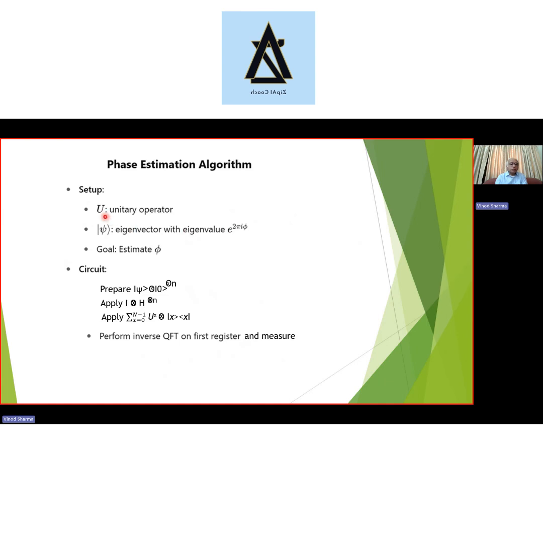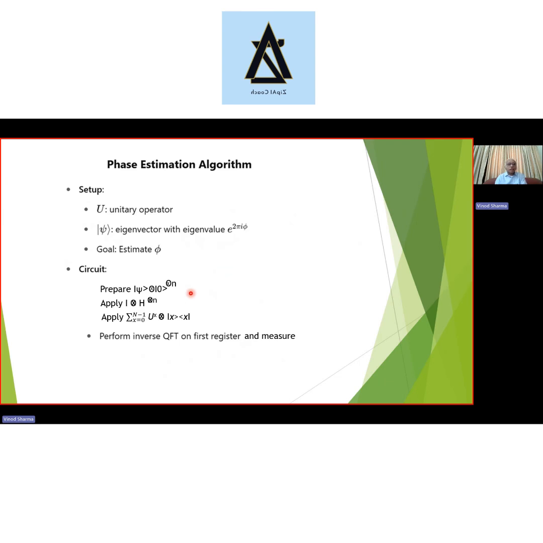So for this unitary operator U, phi may be an eigenvector, with the corresponding eigenvalue given by e to the 2 pi i phi for some specific phi. So given U and given this eigenvector, we want to find out this eigenvalue and, equivalently, this phase phi. So the algorithm to do that is as follows.